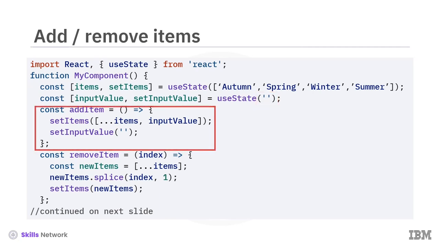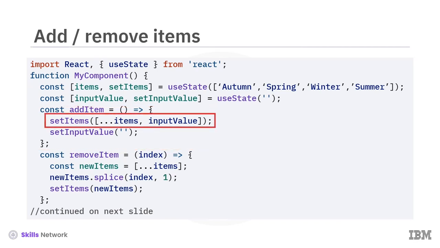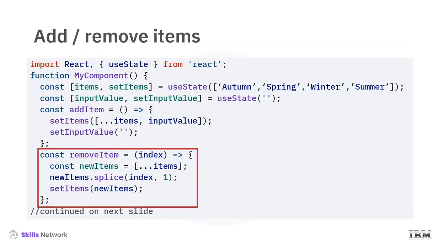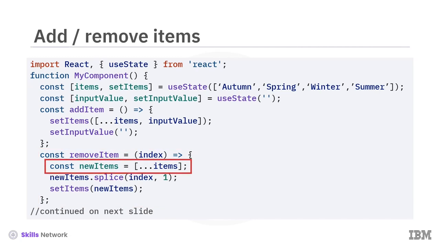Adding items. The add item function is called when the add button is clicked. It appends the current value of input value to the items array using the setItems function and then resets input value to an empty string. Removing items. The remove item function is triggered when the remove button next to each list item is clicked. It creates a new array, new items, by copying the items array and removes the item at the specified index using the splice method. The updated array is then set as the new state using setItems.